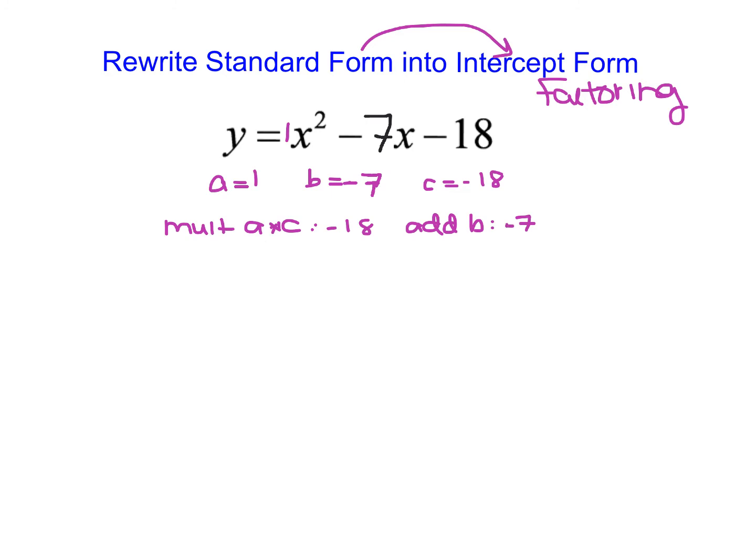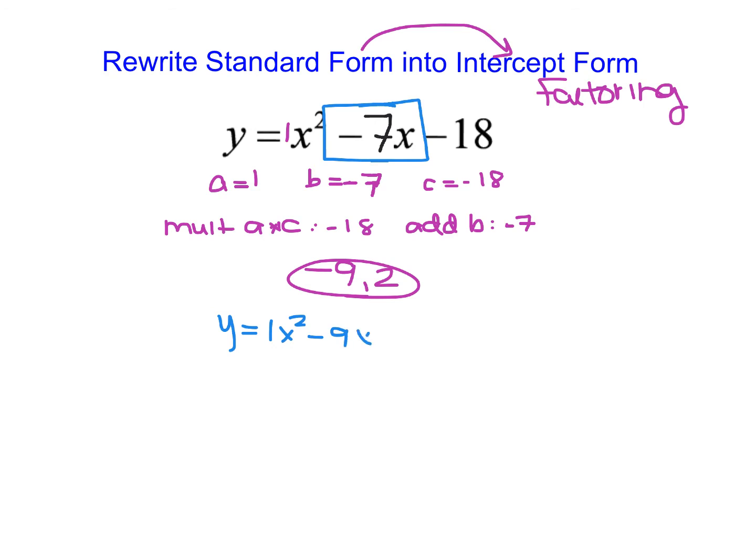And then from here, we start by finding two numbers that multiply to a times c, which in this case is -18, and two numbers that add up to our b value, which is -7. So I need two numbers that multiply to -18 and add to -7, which when I think about the factors of 18, I come up with -9 and a +2. Those two numbers multiply to -18, but add to -7. So I'm now going to rewrite this middle term using that. So I have y equals 1x squared minus 9x plus 2x minus 18.